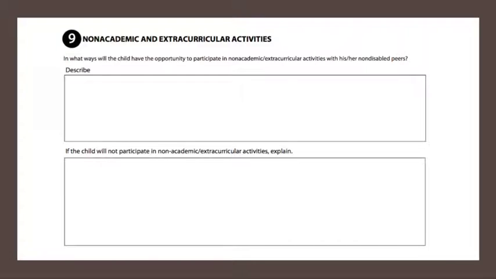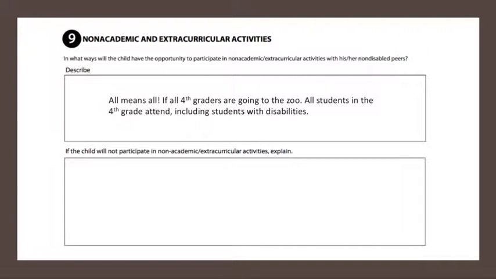For my general educators out there, in the IEP, non-academic and extracurricular activities are also covered within the IEP process. So I want to make sure you understand, all means all. If all fourth graders are going to the zoo for a field trip, that means all the students in the fourth grade will attend. This includes students with disabilities. Just because a couple of students may use wheelchairs for mobility, that doesn't mean, oh, you know what? We're not going to take them because they require special assistance. Make sure your students are included in all academic and non-academic events within your school system.